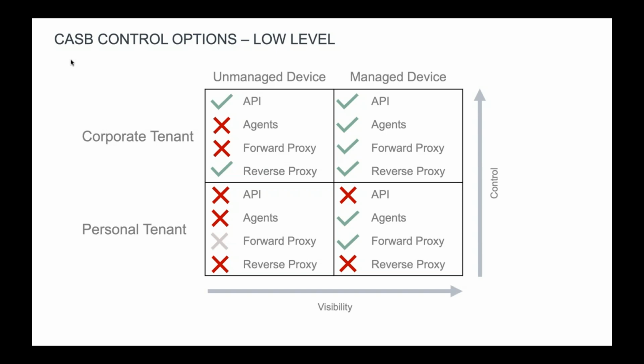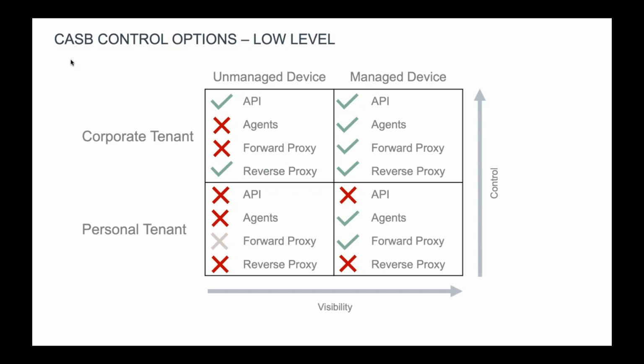You can possibly put agents on the devices for forwarding traffic if you don't have Force Point's Gateway. You have a forward proxy capability, of course, from Force Point's Gateway, and also we have reverse proxy, which is for unmanaged devices. If you have a managed device connecting to a corporate tenant, you're providing loads of control. If it's an unmanaged device, well, it's API and reverse proxy really. So we need to focus on those.